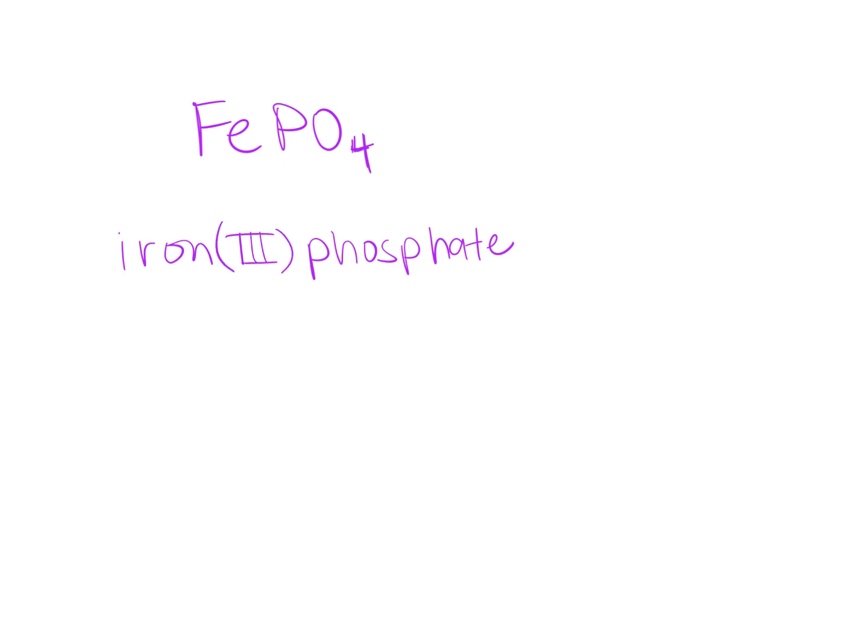Does everyone else agree with that? Iron 3 phosphate. I know that because I know phosphate is -3. And these two fit together 1 to 1, which means iron had to be +3, right? It has to be +3. If we did the crisscross, we would have reduced them down. So our final has to be +3.